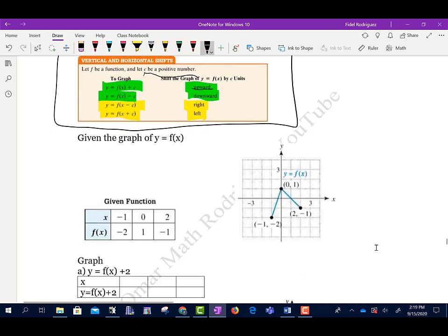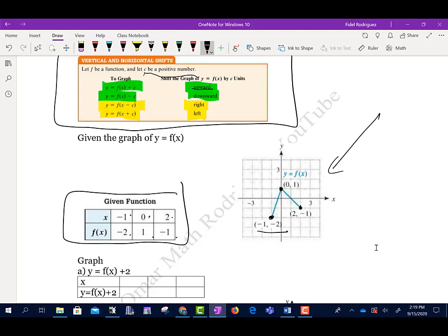Here it says, given the graph y equals f of x. So here's my graph, right? And they have it also in a table function. So just so you know, how did they get this? Look at this point right here. It's the point negative 1, 2. Look at this point here. It's the point 0, 1. And the last point is 2, negative 1 right there.